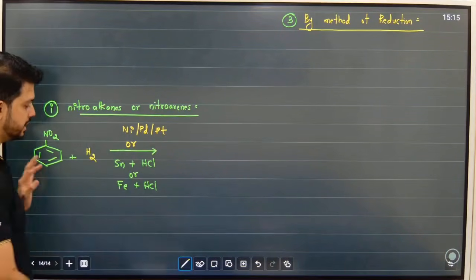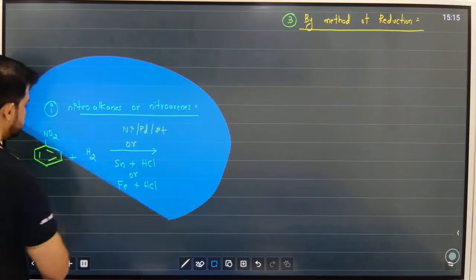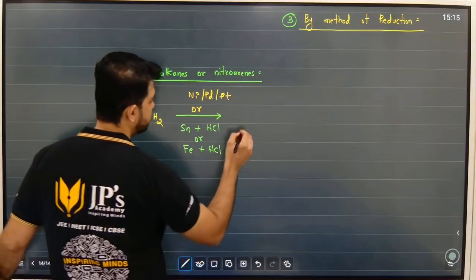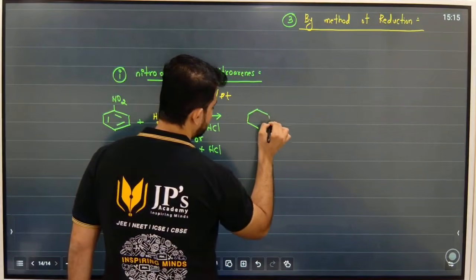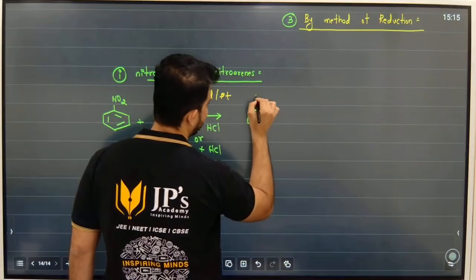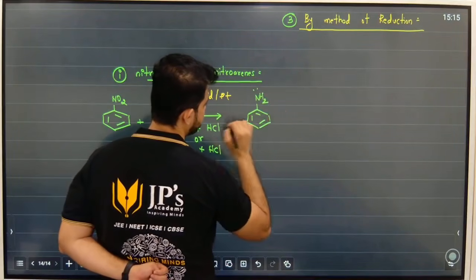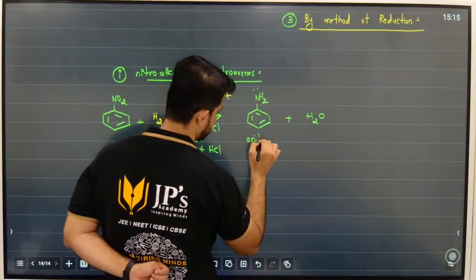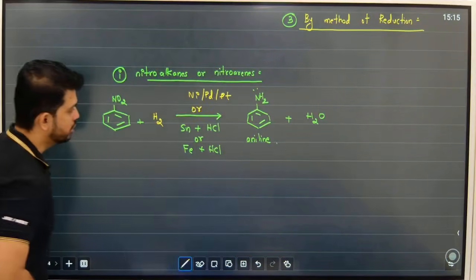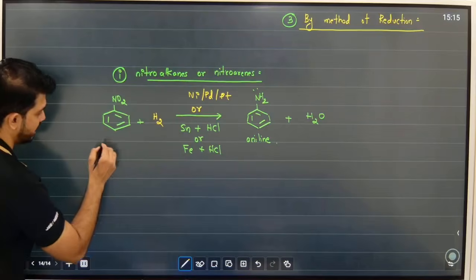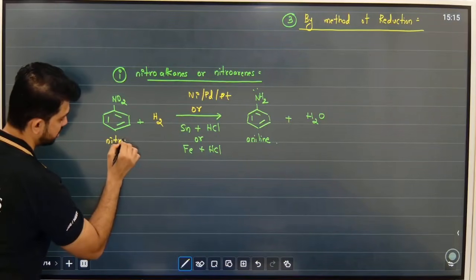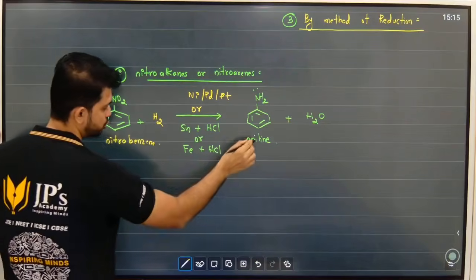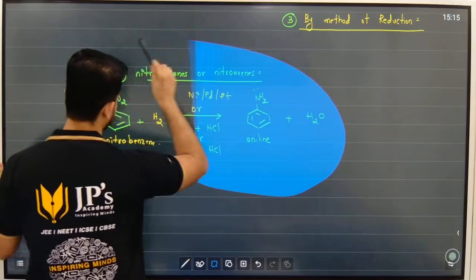This is explained quite well in NCERT too, so please make sure you remember that. And students, what we get here is your amine, aniline, plus we get H2. So the first reduction is, people, nitrobenzene or nitroarenes to aniline. This is the first reduction.